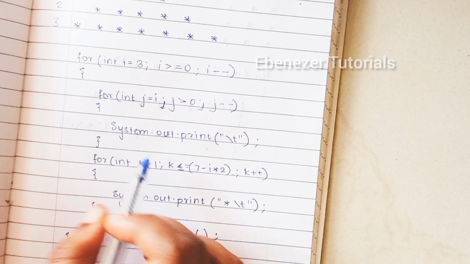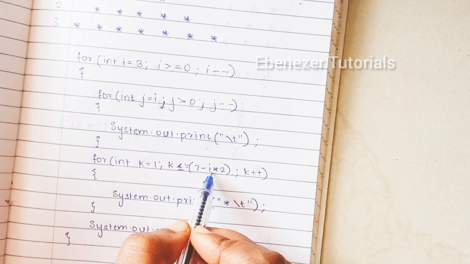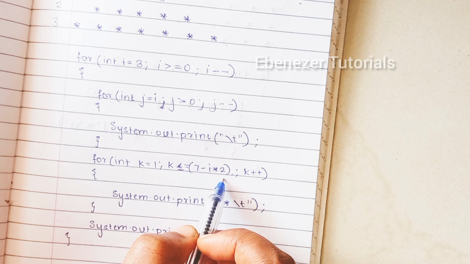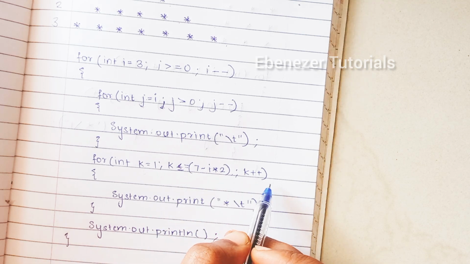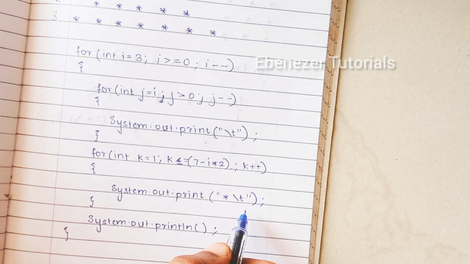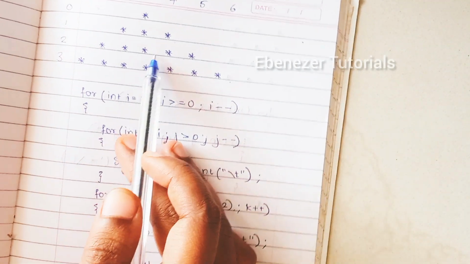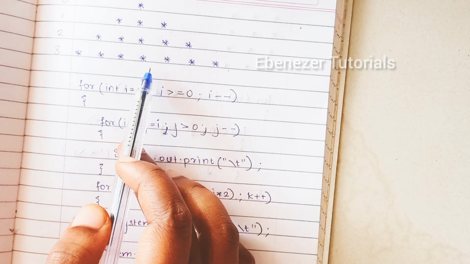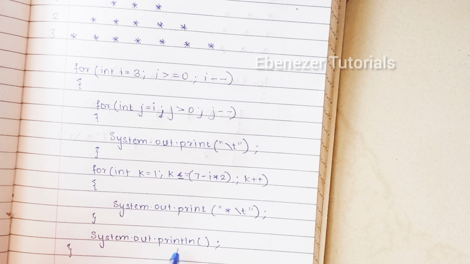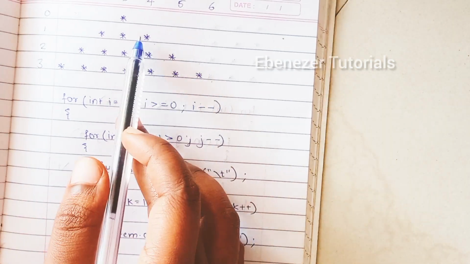Next we have the k loop. k will start from 1 and go up to 7 minus i into 2. So 7 minus 2 into 2 is 7 minus 4, which is 3, with k plus plus. So it will iterate from 1 to 3 and print the asterisk symbol, so here we have 3 asterisk symbols printed. The same way it will print the pattern for the rest of the rows as well. After each iteration of i, we print a new line so that the control moves to the next line. And this is a pyramid pattern.